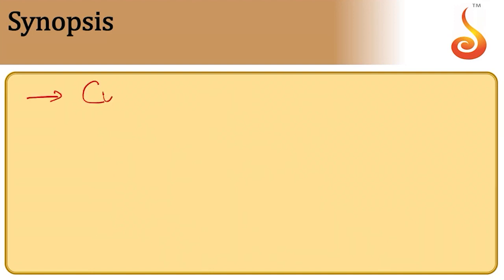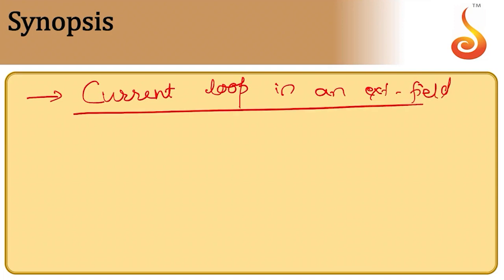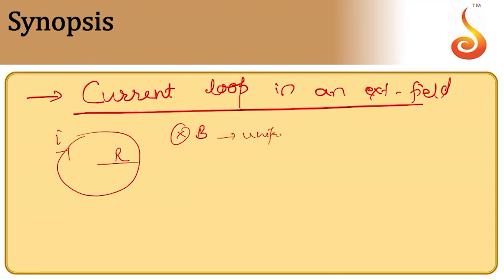Suppose we consider a current loop in an external magnetic field. For example, here is a current loop of radius r, and let's assume that there is an inward magnetic field which is kept here. And of course, this B is uniform. So in this uniform magnetic field, the net force on the current loop is 0.